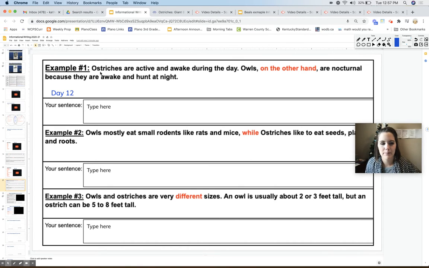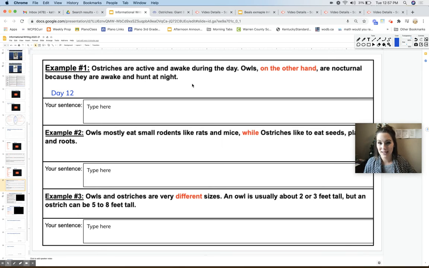Here's my first example. Ostriches are active and awake during the day. Owls, on the other hand, see my contrast phrase there, are nocturnal because they are awake and hunt at night. So this was actually 2 sentences, but this is a way that I showed a difference between my 2 animals. So now it's your turn to write about your 2 animals, okay?